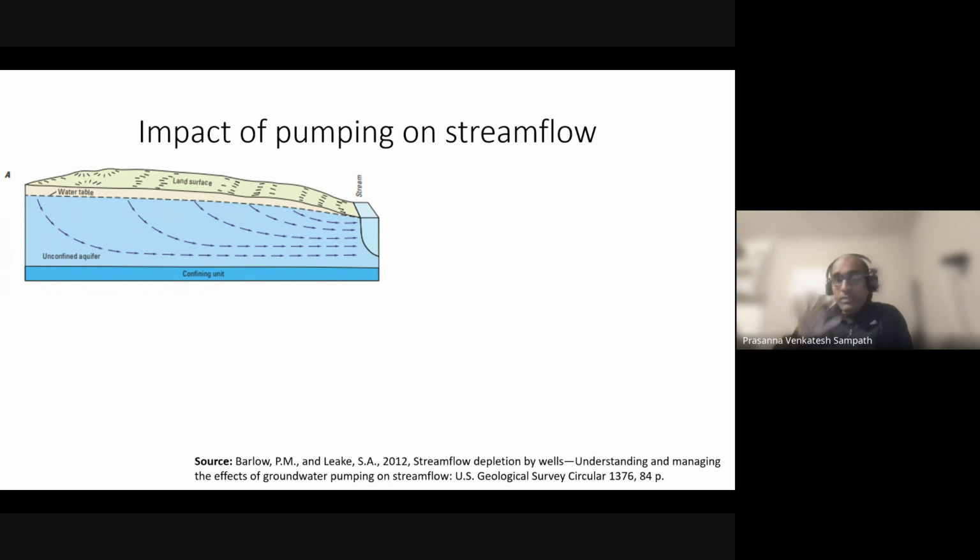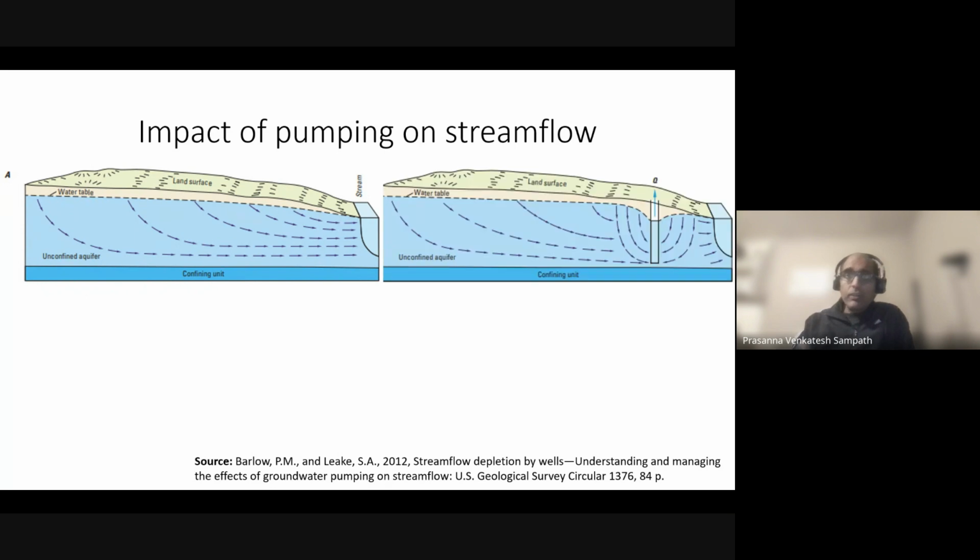Now, in this setup, suppose I introduce a pumping well which starts to extract some water from the aquifer. What happens is, in the initial period, there is a change in the direction of the gradient. Previously, in the figure on the left, you see that the gradient at every point inside this aquifer is pointing towards the river, right? It's all going towards the stream. Under natural conditions, this is what's happening.